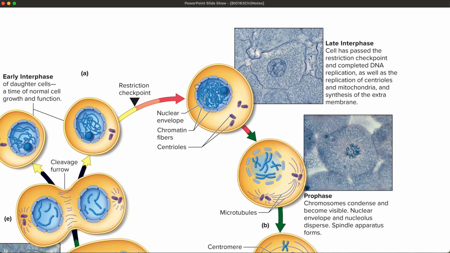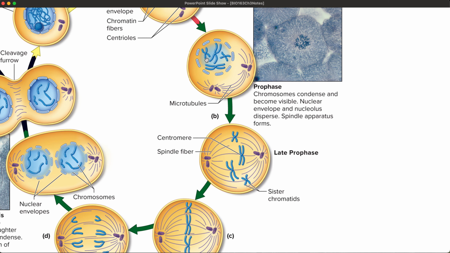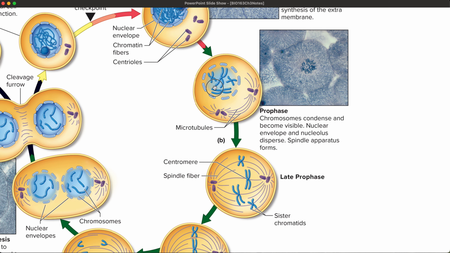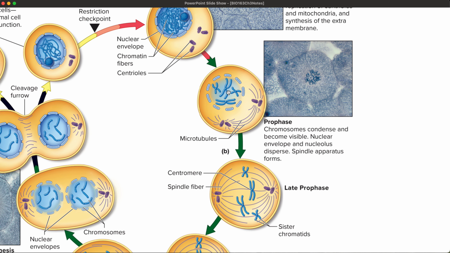You can see the nuclear envelope has these little gaps, so it's starting to break down, but your nucleolus is still very much formed. As we go into prophase, you can see the nuclear envelope is really gone, the nucleolus is gone, and that loose chromatin has now condensed into these chromosomes.